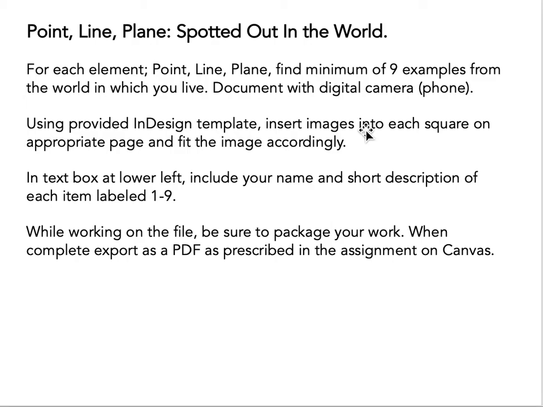So for your very first exercise, it's point, line, plane spotted out in the world. You're going to use each of these elements, point, line, and plane, and you're going to search to find 9 examples from the world in which you live. You can document this with your digital camera, most likely your phone. And then you're going to use the provided InDesign template and insert the images into each of the squares on the appropriate page and fit the images accordingly.